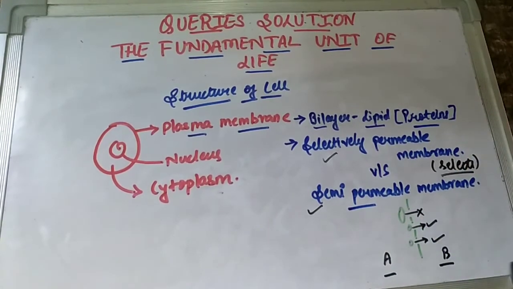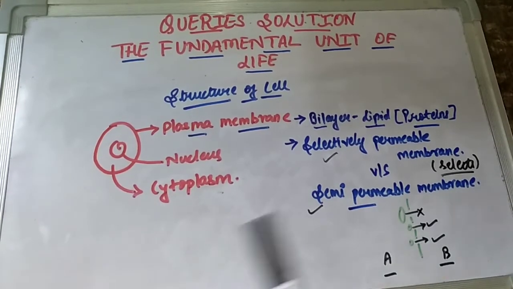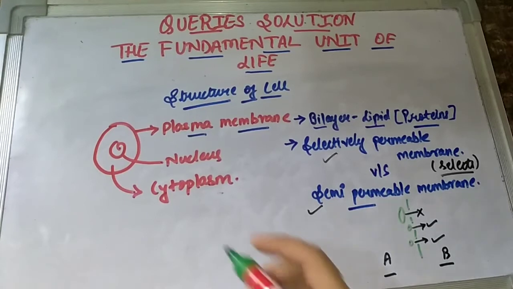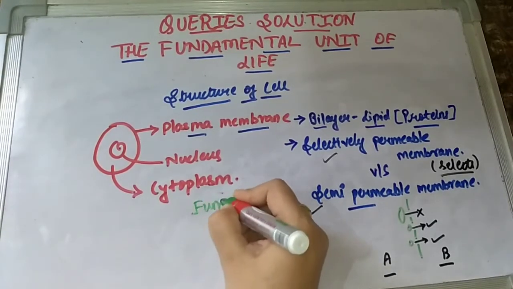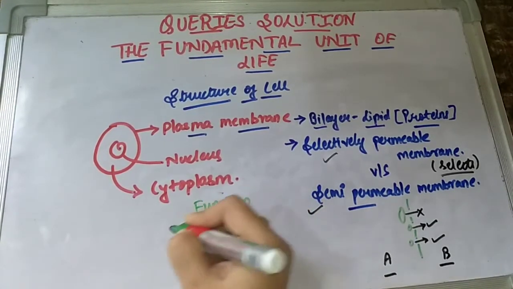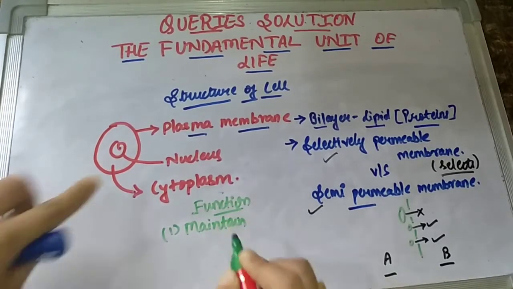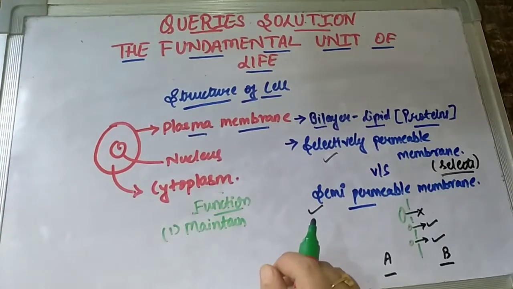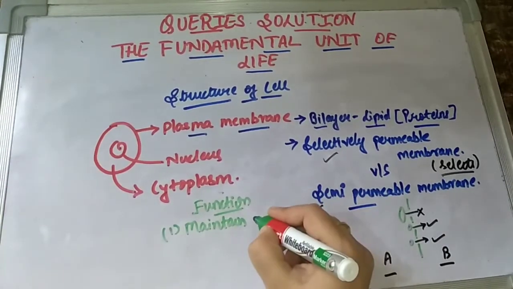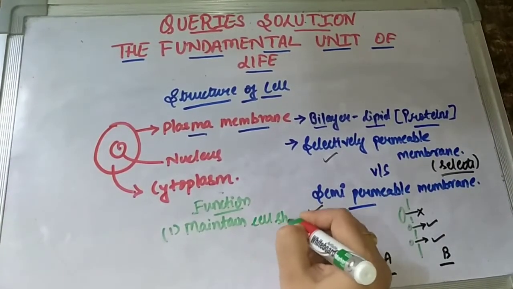So this was one more point of differentiation that I wanted to tell you with respect to selectively and semi-permeable membrane. Children, when we talk about the plasma membrane, what are its important functions? The first important function is that it is the outermost layer of the cell, as you can see. So it maintains the shape of the cell. If this layer would not have been there, the shape would be disrupted. So it gives a proper shape. That's one function.